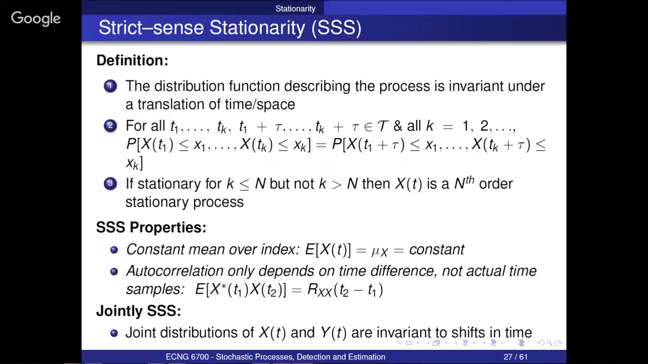Another thing that must happen is that if you look at the correlation between any two time instants, it depends only on the time difference, not on the actual time samples. And there's another extension that deals with two processes. If the joint distribution of processes X and Y are invariant to shifts in time, then that's also called jointly strict sense stationarity.